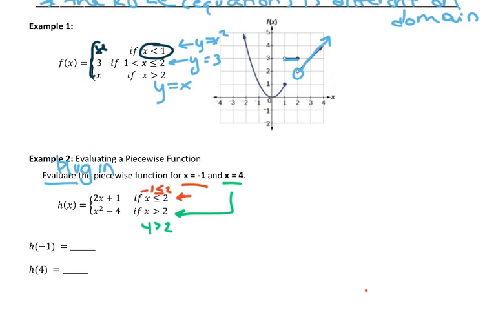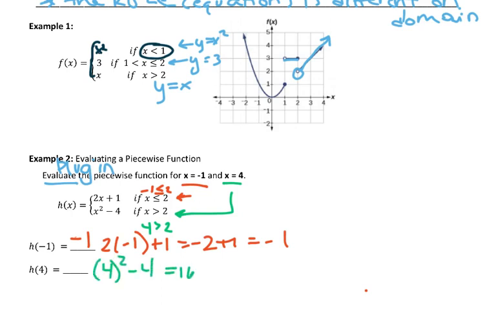So that means that to find h of -1, the function at -1, we're going to solve 2 times -1 plus 1, which means -2 plus 1, which means -1. And then the other one we're going to solve by plugging in a 4, so 4 squared minus 4 makes 16 minus 4, or 12. So those are our evaluated pieces.